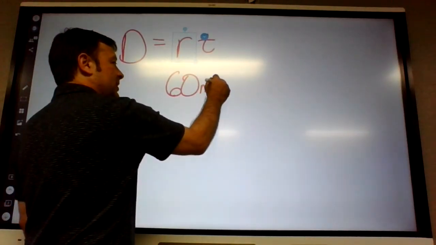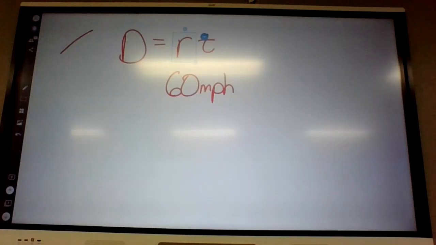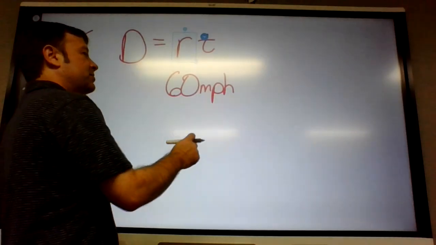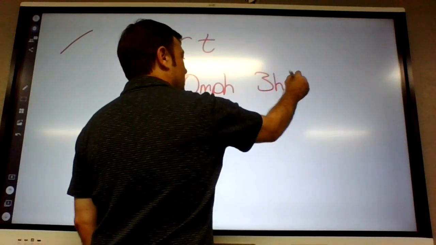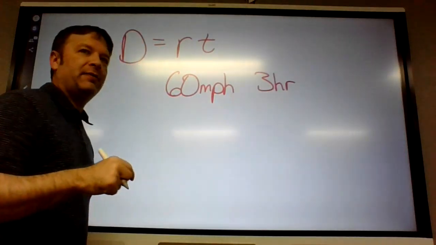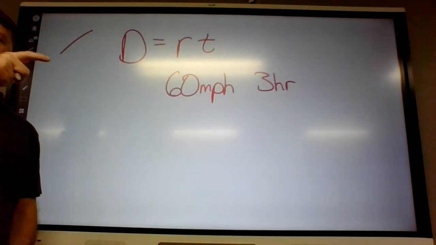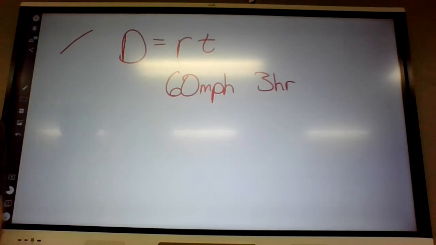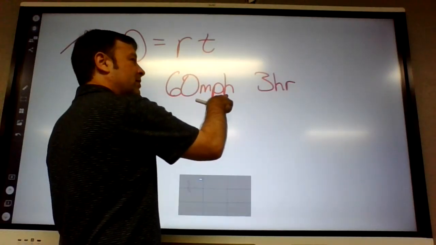So let's say we were traveling about 60 miles an hour for 3 hours. 3 hours would be the what? Time. So how far would we have traveled? Okay, what does miles per hour mean? It means 60 miles in 1 hour. In 1 hour you will have gone 60 miles. That's the way we measure speed. How far would you have gone in an hour?